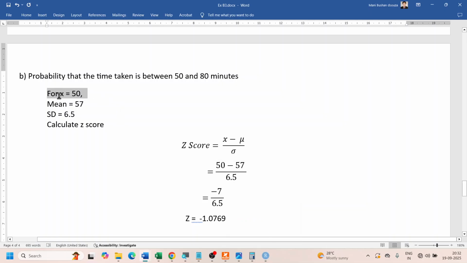So x is 50. The z-score is x minus the mean divided by the standard deviation. The mean and standard deviation are the same. So 50 minus 57, which is the mean, divided by the standard deviation, which is 6.5. 50 minus 57 is minus 7, divided by 6.5. You are going to get the value as minus 1.0769.